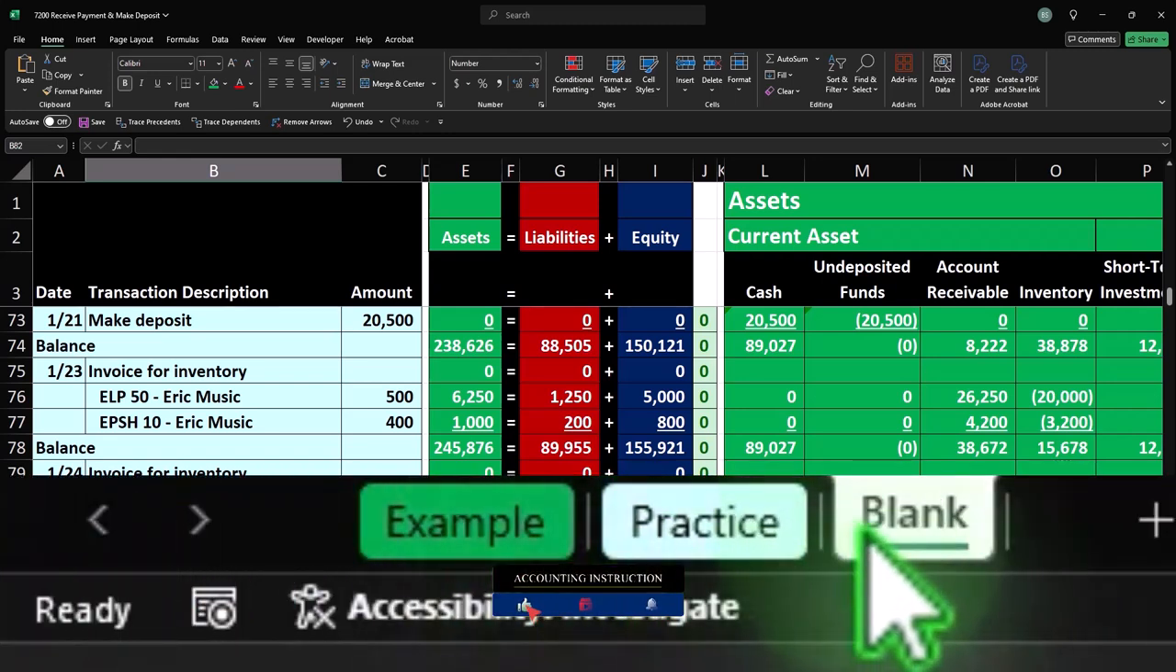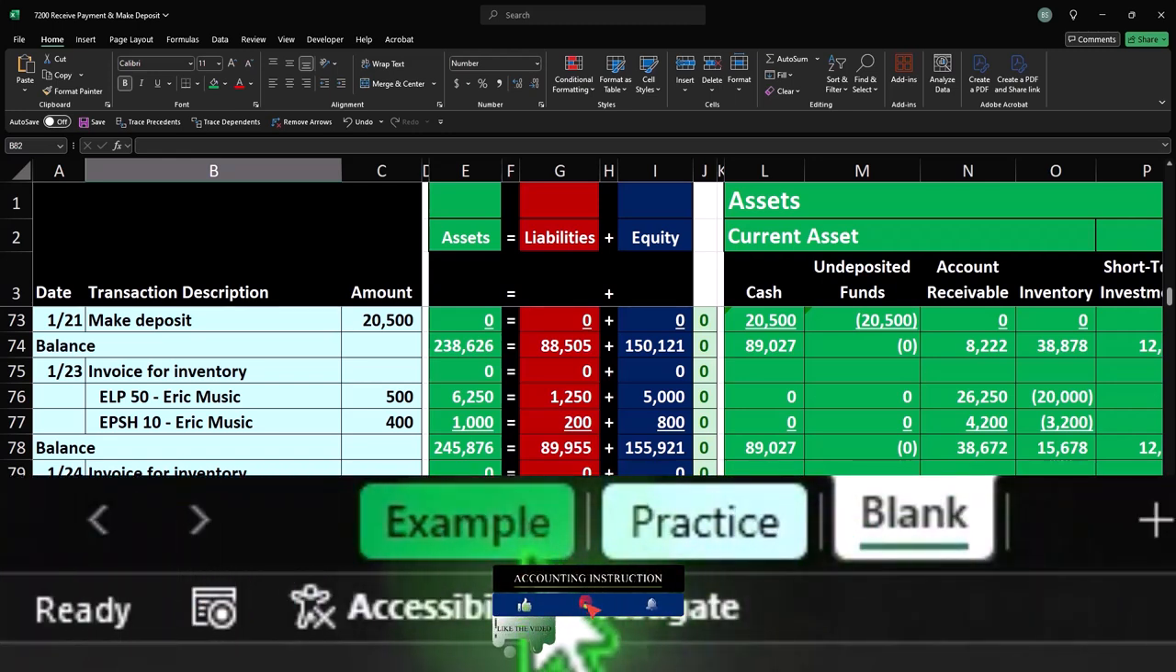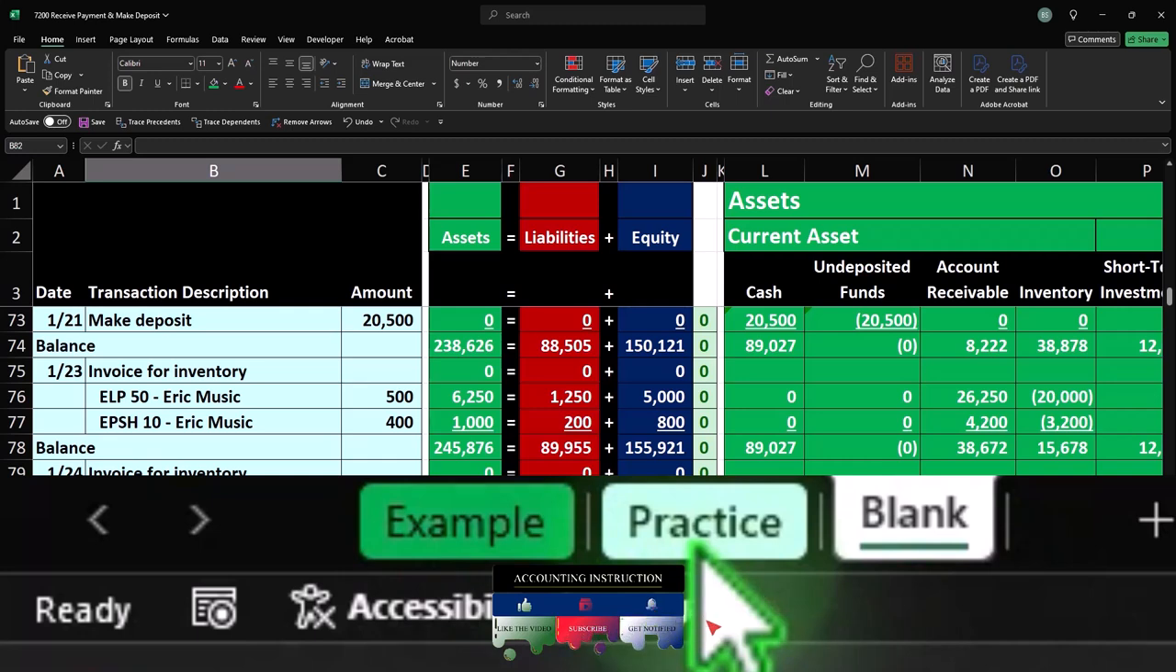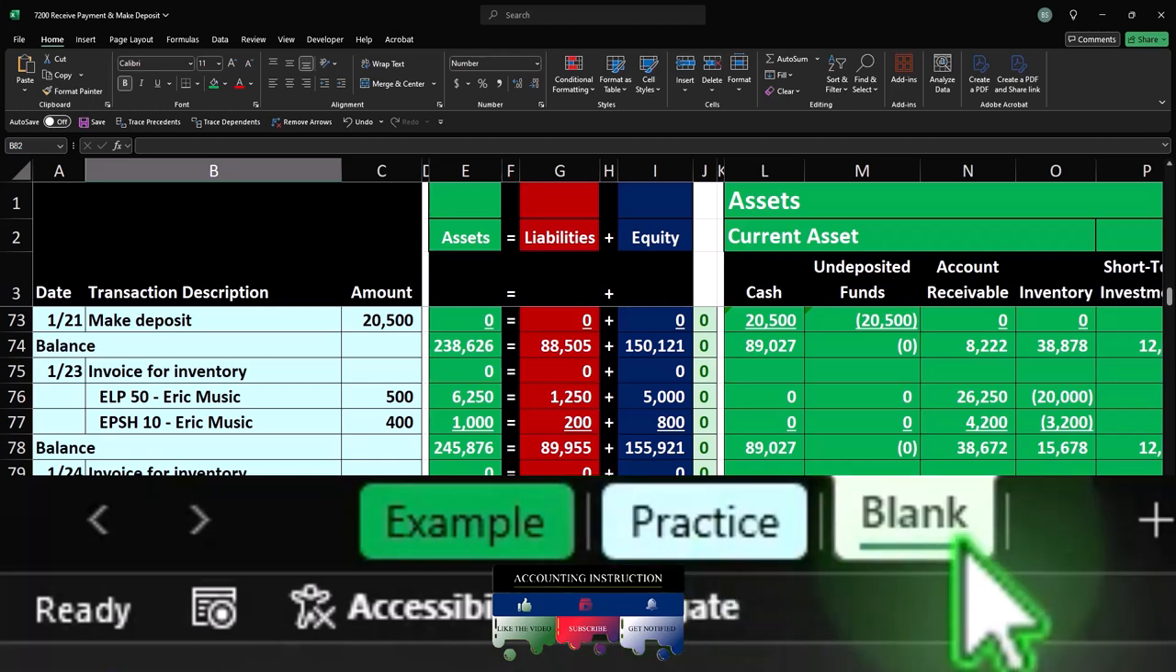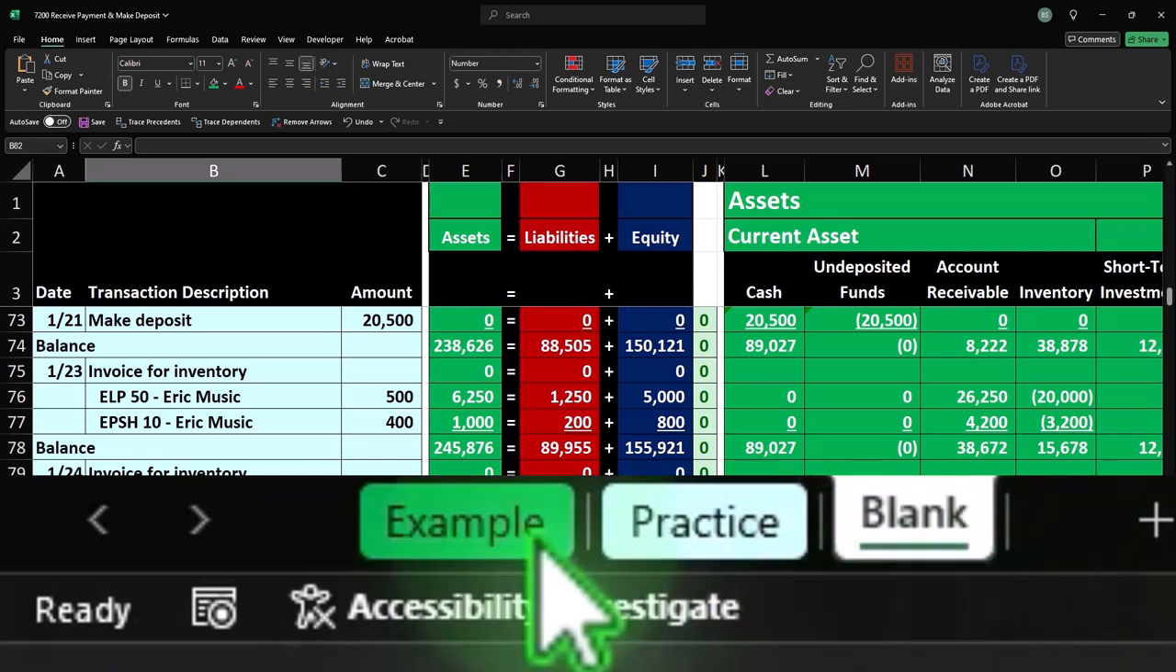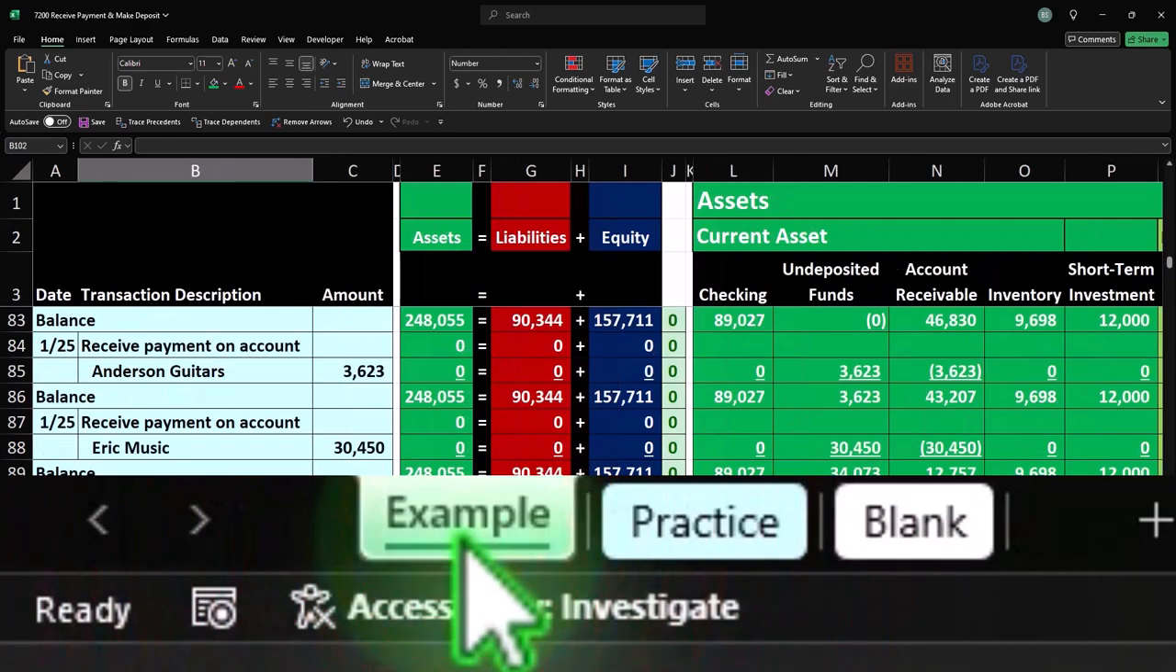Example, practice, blank. Example, in essence, answer key. The practice tab, having pre-formatted cells so you can practice the practice problem with less Excel formatting. The blank tab, the one we will be working on, is where we started with a blank worksheet but are basically working within a template now. However, we will be adding to that template as needed as we go through the practice problem. Let's go to the example tab to get an idea of what we will be doing this time.